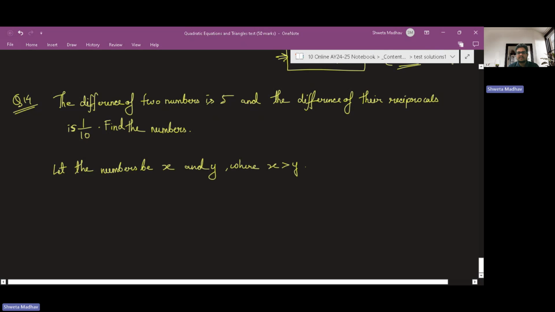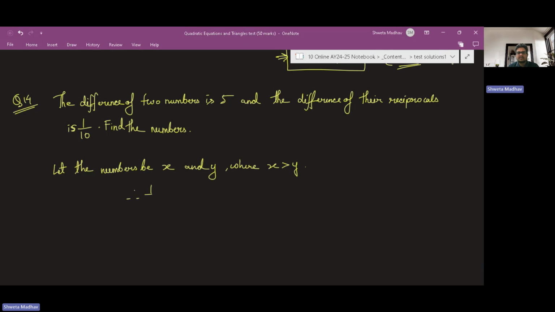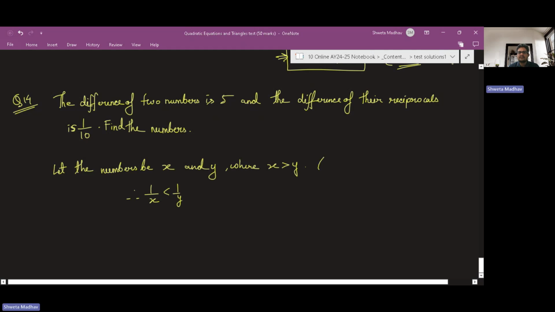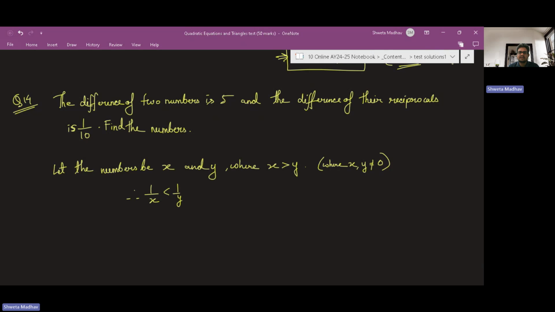So if x is greater than y, therefore I can obviously say 1 by x will be less than 1 by y, where each of them, x and y, are not equal to 0. So it means when we take their reciprocals, the inequality sign will change. So therefore 1 by x will be less than 1 by y.